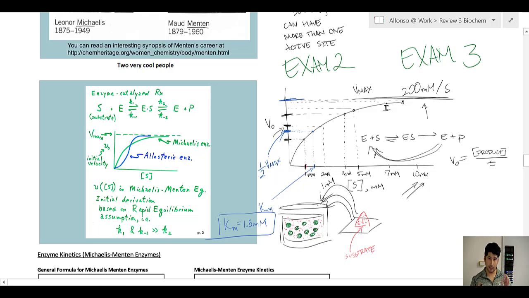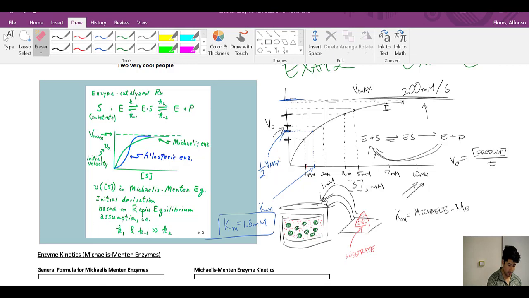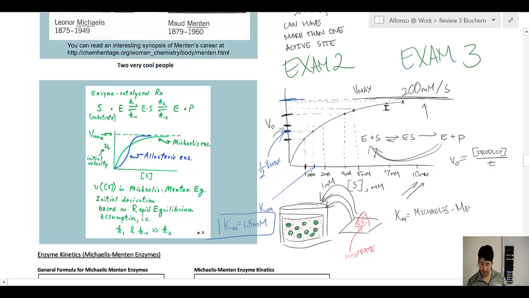Now let's talk a little bit more about your Km. Km stands for Michaelis-Menten. That's not how you spell Menten. The biochemistry gods are mad at me for misspelling their names. Michaelis-Menten constant. All right.